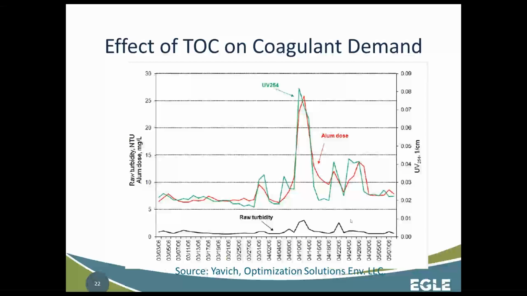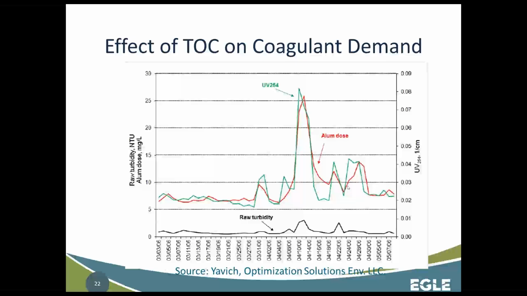But you'll notice on this last spike, we picked it up on the UV 254, but the turbidity was completely flat. If we were just looking at our turbidimeters, we would have totally missed this spike. And that's basically what we were getting at in terms of TOC and dissolved organic carbon: you're not going to pick that up on a turbidimeter and you're going to be kind of blind to it.